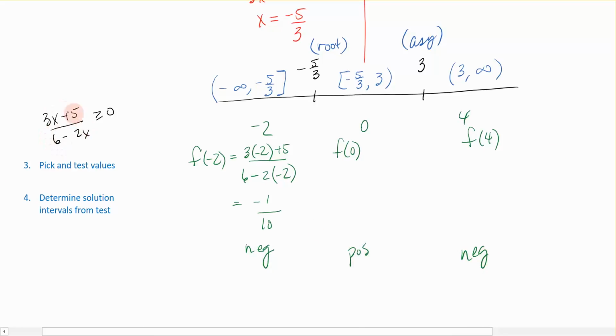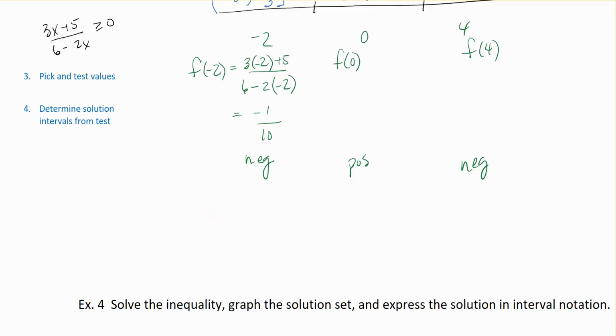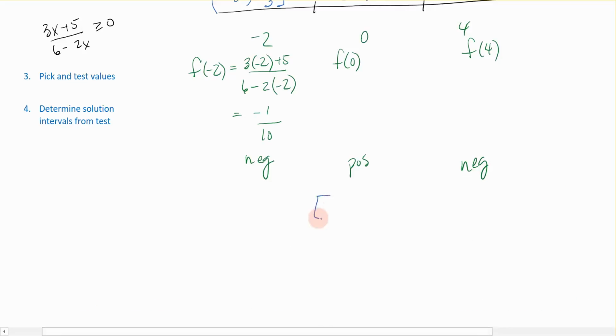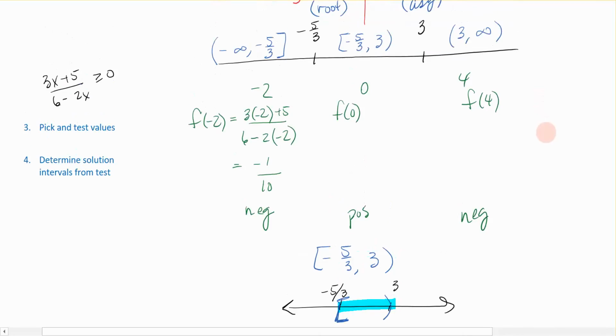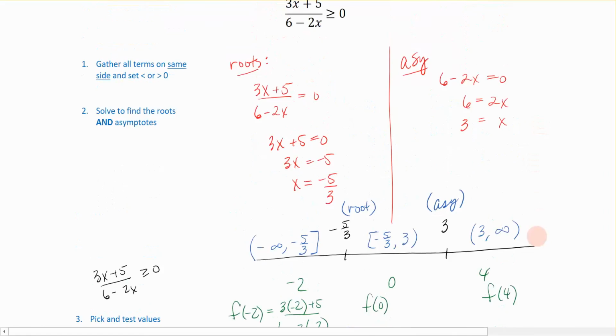Now the question asks me, where is the rational function greater than or equal to 0? The only place that's occurring is here in the center position. So how would I write that? I would write the interval solution as negative 5/3 to 3, with a bracket and a parenthesis. And when I graph the solution set, those are the only two numbers I'm concerned with. So at negative 5/3 and 3, I would put a bracket and a parenthesis, and I would shade in the center. And that's how you would go about solving a rational inequality.